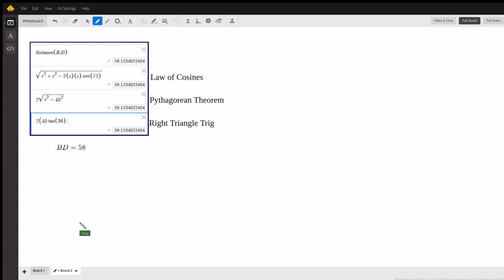I go to board 2. I use the distance function on Desmos to calculate the distance between B and D. There it is, 58.12. I'm sorry, there's the law of cosines that I had on the previous board where S was 49.44. Here's the Pythagorean theorem. I'll go back here.